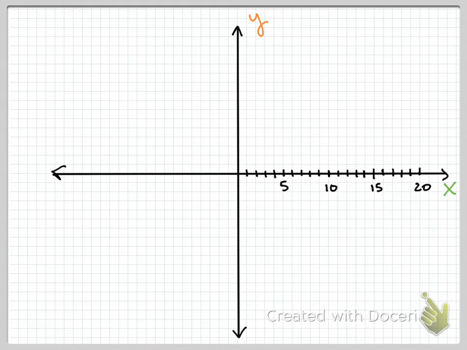So on the negative side of the x-axis, I'll do the same thing. 1, 2, 3, 4, 5. This is negative 5 now. 7, 8, 9, 10. This is going to be negative 10. 11, 12, 13, 14, 15. This is negative 15. 16, 17, 18, 19, 20. And I ran out of space, but I could put negative 20 right there.